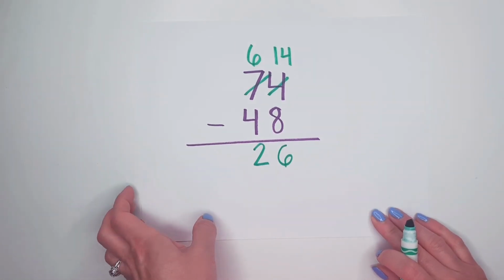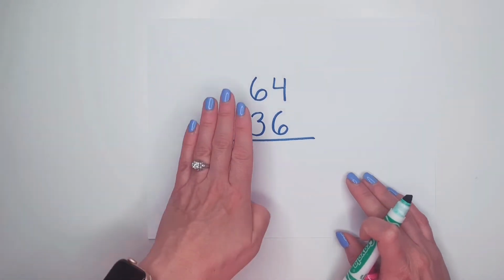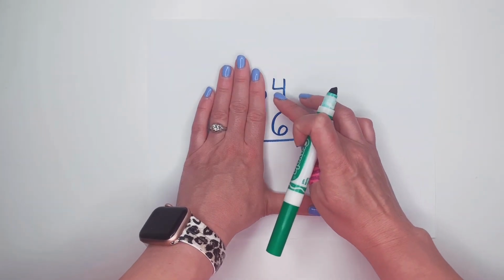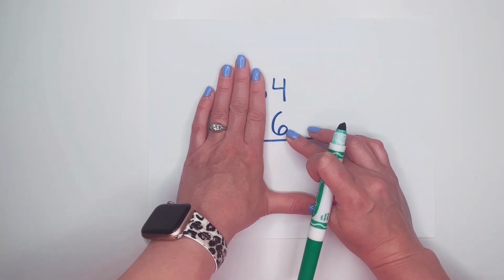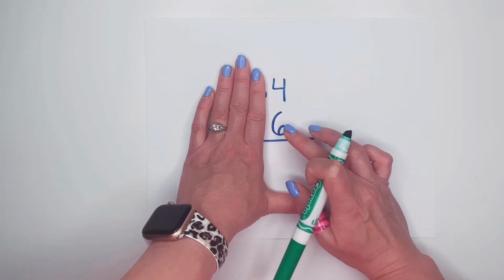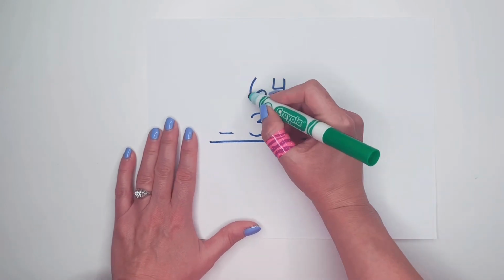Let's try another problem. For this problem, if you want to pause the video and try it alone and then check your work with me, feel free to do so. Let's take a look at our ones. I have 4 minus 6. Well, I know I don't have more on top. No need to stop. I have more on the floor. I have to go next door and get 10 more.